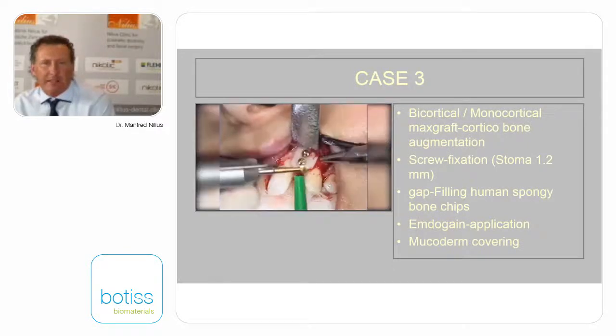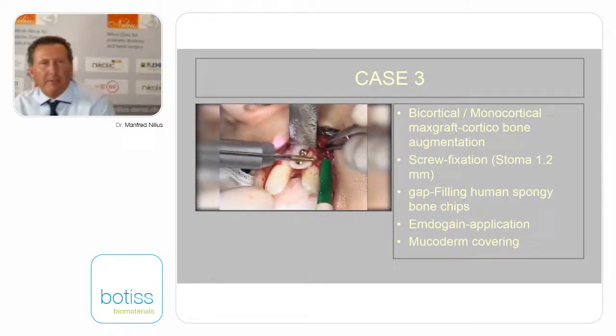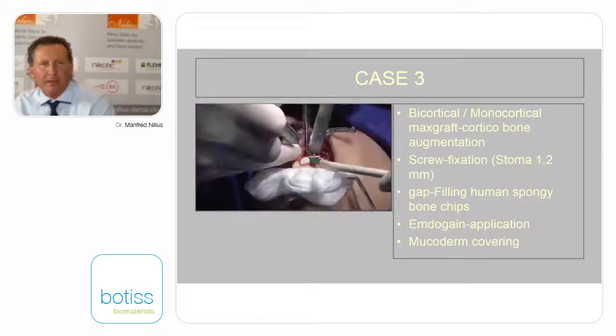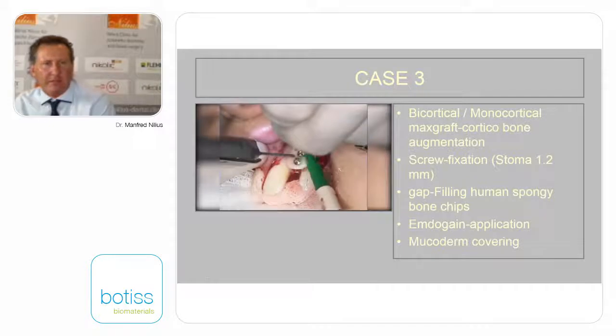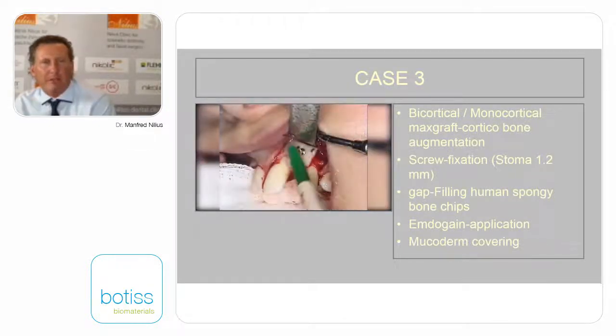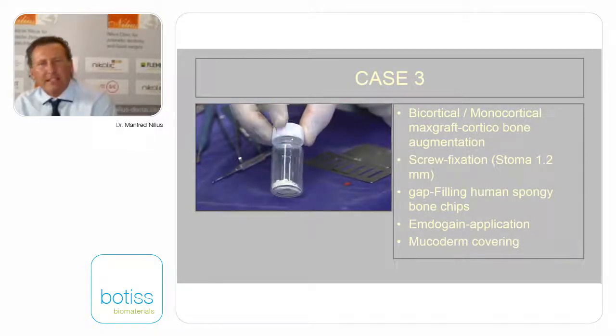this is molding the bone a little bit. It's fixed by a 1.2 millimeter screw, and the gap is filling. Yes, you have to fix it because otherwise the bone is not creeping. And this is human spongy bone.